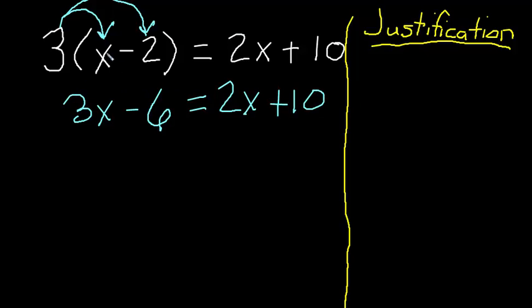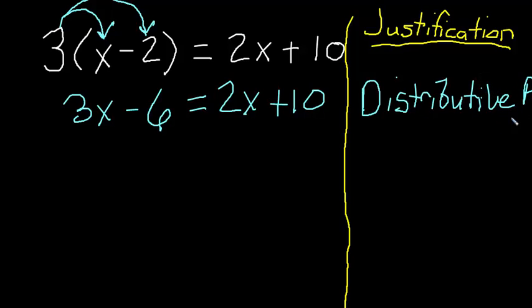Now here's the thing though, what justifies us to distribute this 3 in here? And what justifies, or the property that tells us we're allowed to do that, is called the distributive property. So our justification would be distributive property. I'm just going to put prop, so hopefully you can see that.